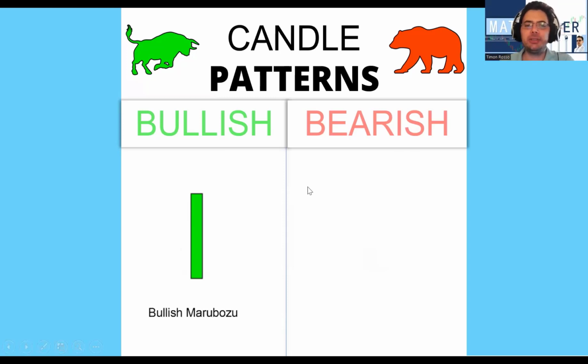Then you have the bullish marubozu. Sounds Zulu. It's Japanese. So the bullish marubozu. And this is like an engulfing candle, but the difference is that there are no wicks. It is just a complete body of an up candle, where the open price is equal to the low and the closing price is equal to the high, and there are no wicks. So that's the bullish marubozu formation.